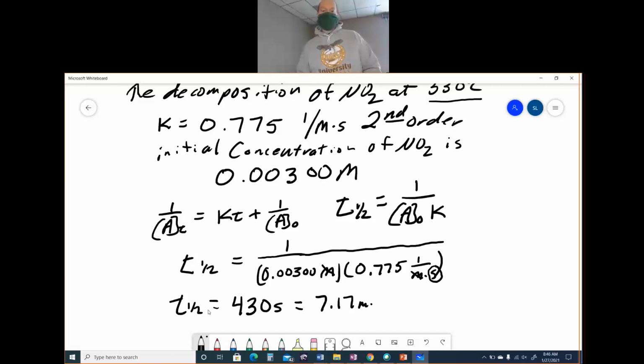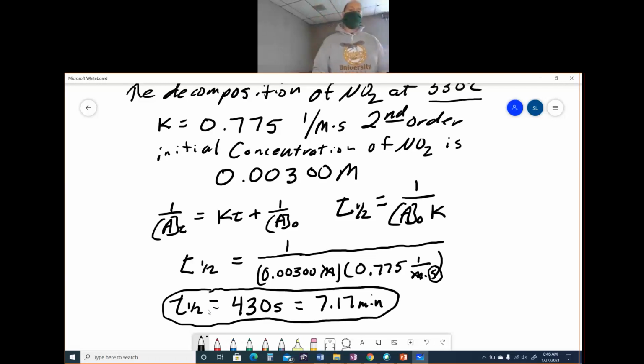If you have a multiple choice question, make sure you're looking at the units. All right, so it might have the answer as 430 minutes. And if you pick that one, that is the wrong answer. It is 430 seconds. And then there's another answer that's 7.17 minutes. That is your answer. So make sure you're aware of units. Always be very aware of your units.